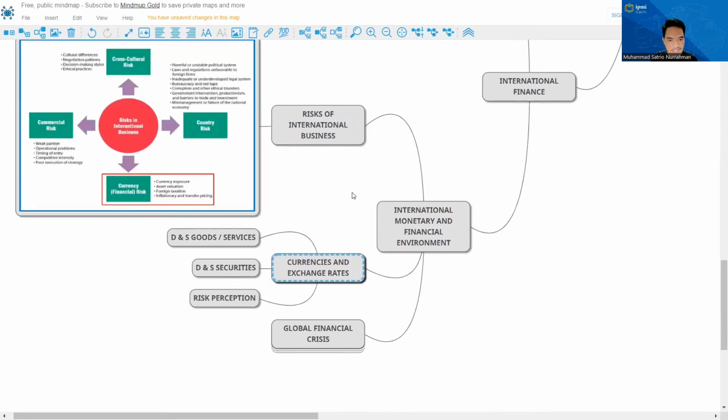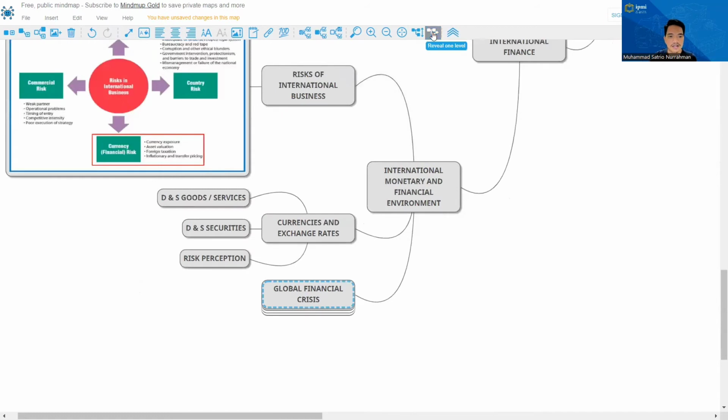For currencies and exchange rates, what we discuss in this course is all about the demand and supply for goods or services, the securities for international business, and the risk perception. And the last topic is about the global financial crisis.